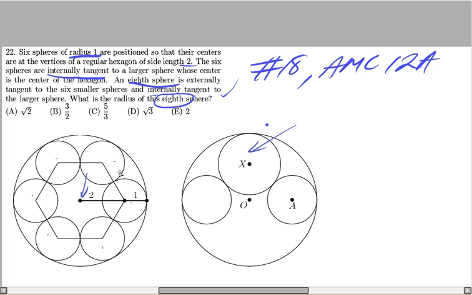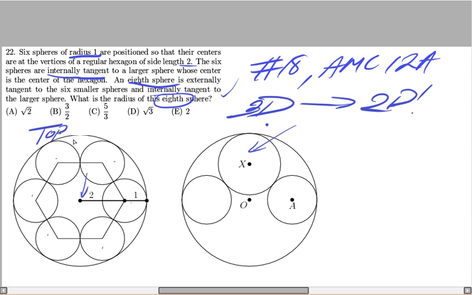Now, how do we approach this sort of problem? Well, first, it's a 3D problem. So the first step in any 3D problem is to convert it to a 2D problem. And that way we can use all our theorems that we are actually familiar with. So this would be a cross-section from the top view.